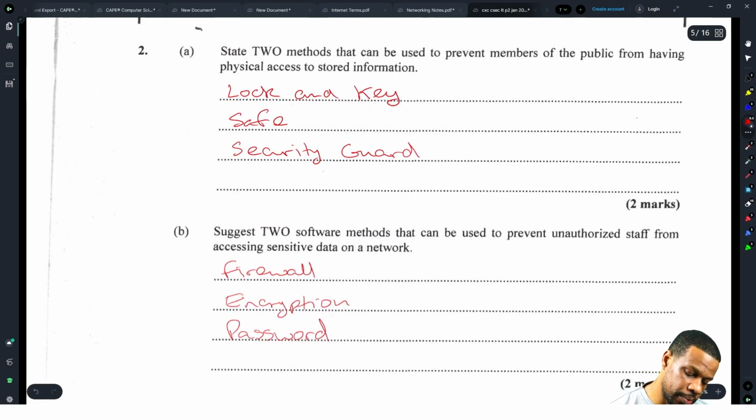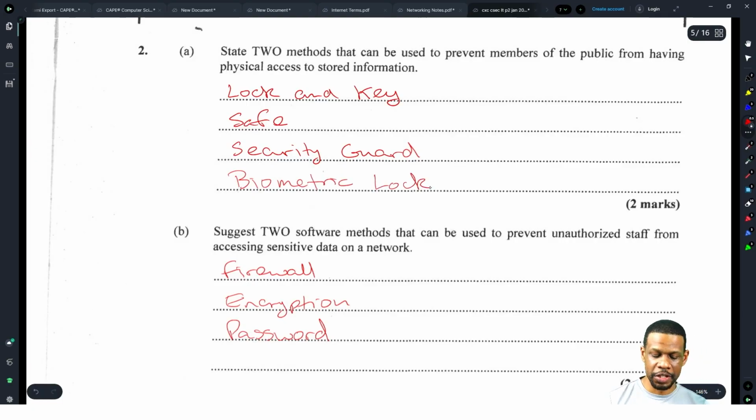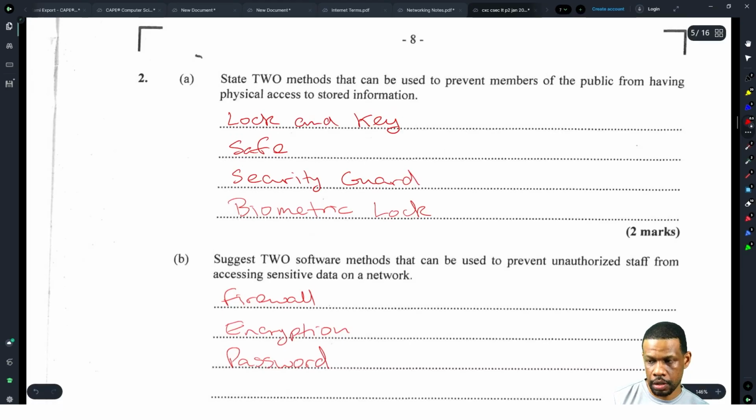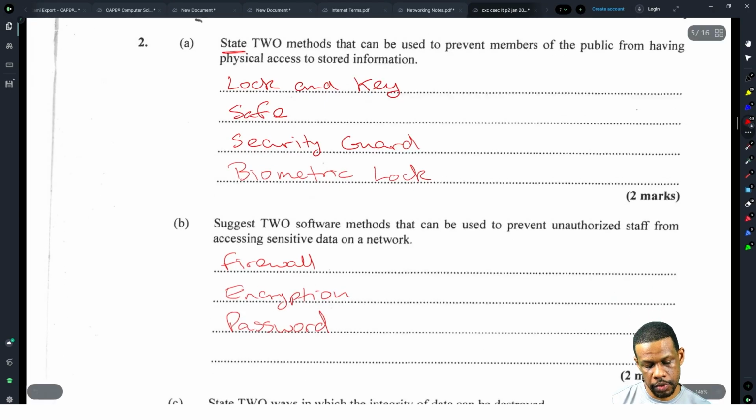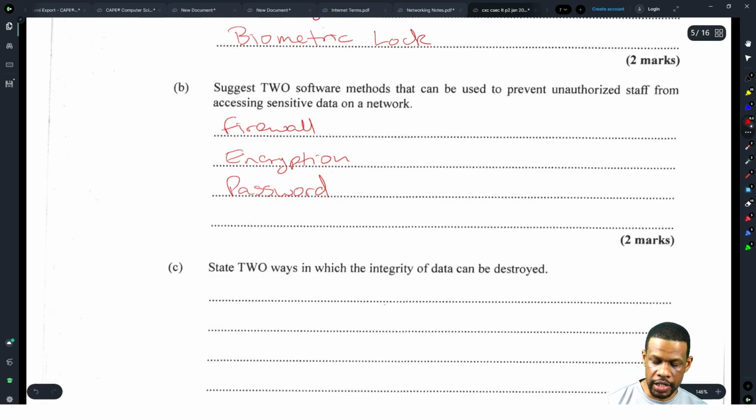Or on the physical, you could put in biometric. Even though biometric is both software and hardware, it's more hardware than software, so yeah. If we list all the answers, will we still get it correct? Yeah, you get it correct. Once you say state, it is 1 line, 1 word, no questions asked, that's all. So any 2 there should work.